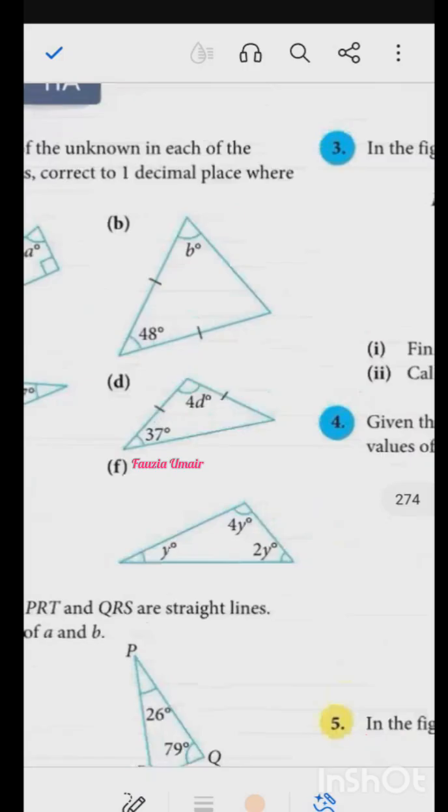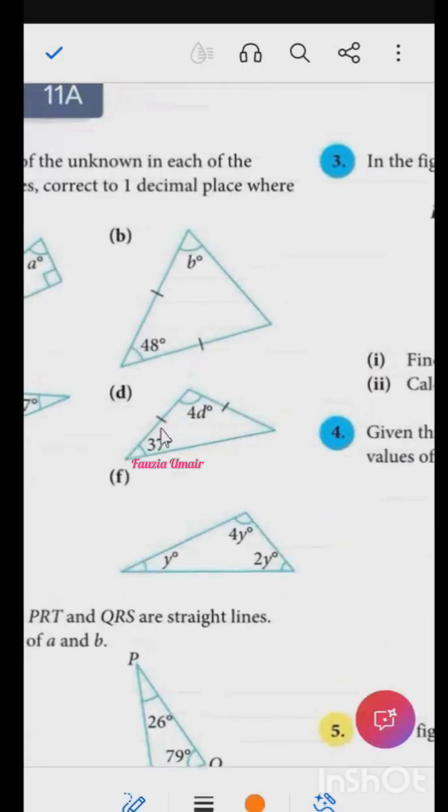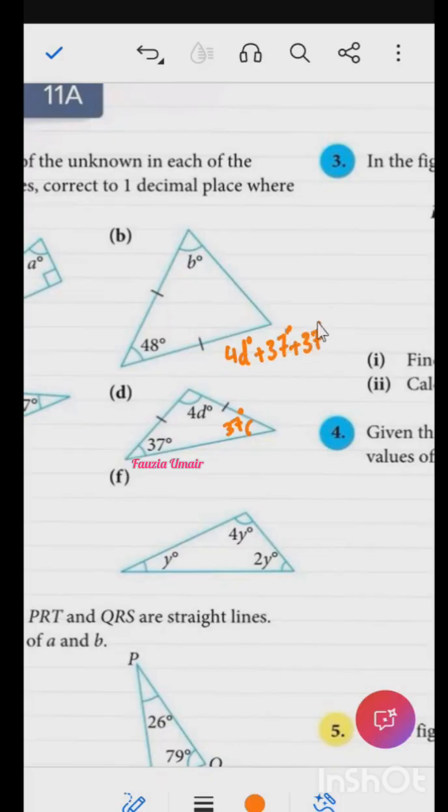First of all, tell me about D. What kind of triangle is this? Ma'am, this side is same as this. Isosceles. So if this is 37, this will also be 37 degree. Now we will write down the angle sum of triangle. So 4D plus 37 plus 37 is equal to 180 degree. So now we will say 4D plus 74 degree is equal to 180.